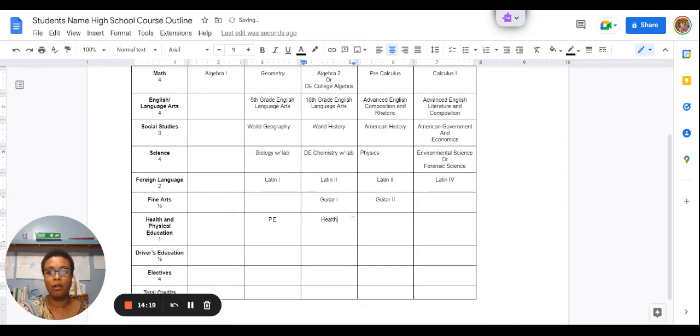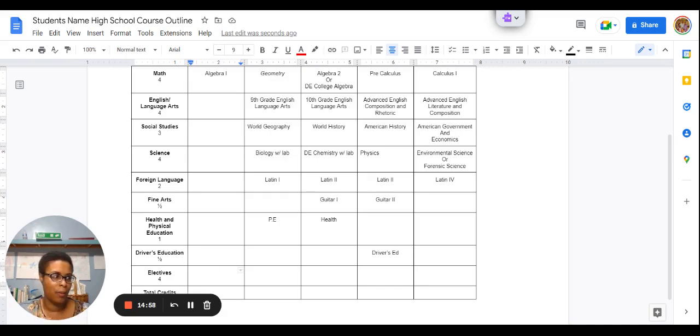And typically, you're going to take driver's ed somewhere around 16, 17 years old. So let's just say that you take it junior year. And then you can get half a credit for that, right? And then electives can be literally, we're homeschoolers, anything you want it to be. We do some unique stuff. I mean, your electives can be all kinds of stuff.